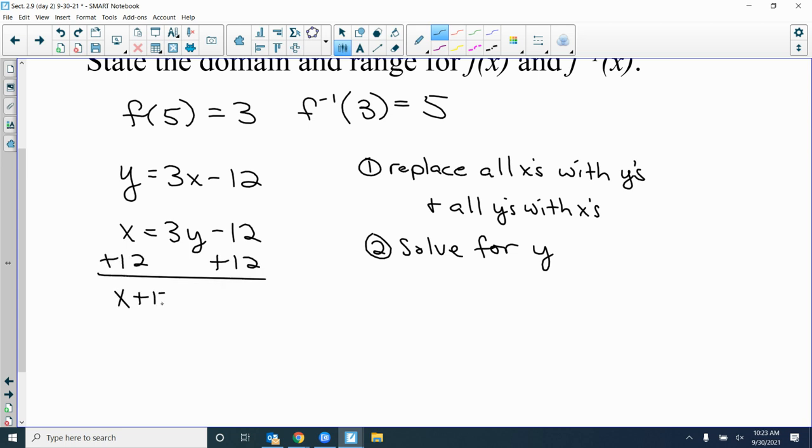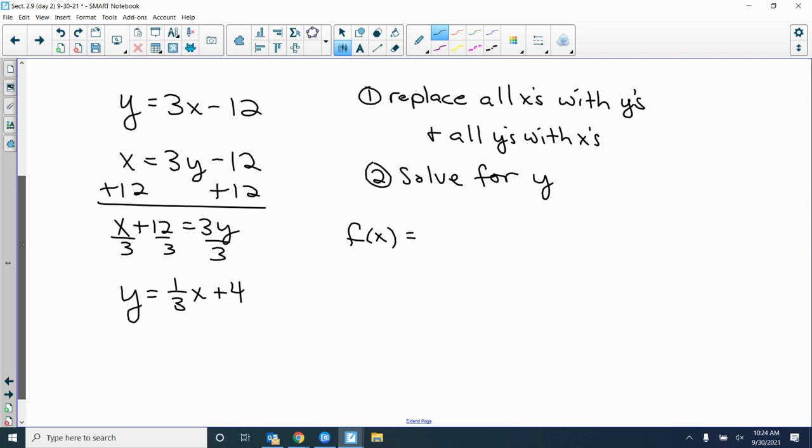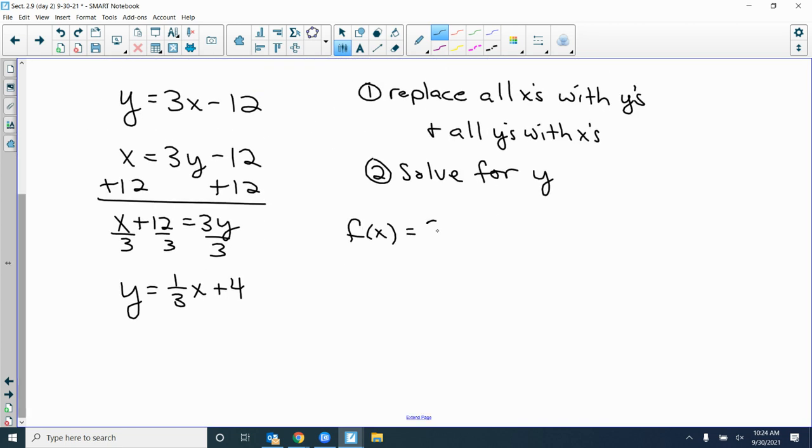So x plus 12 equals 3y. Divide by 3. And I'm going to write the y first. y equals 1/3 x plus 4. Now, what was my original function? 3x minus 12. And just using proper notation, f inverse of x is 1/3 x plus 4. Okay. All right, domain and range.